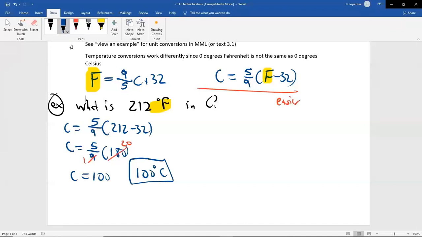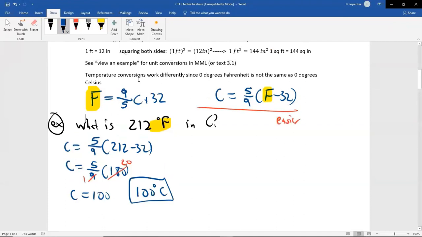Now, spoilers, the answer in your quiz, or the question in your quiz, has nothing to do with temperature, so you don't worry about how to put this little degrees symbol in Canvas. Don't worry about that. It's a much simpler idea there. So that's temperature conversions. Again, we said that temperature conversions are not proportions.